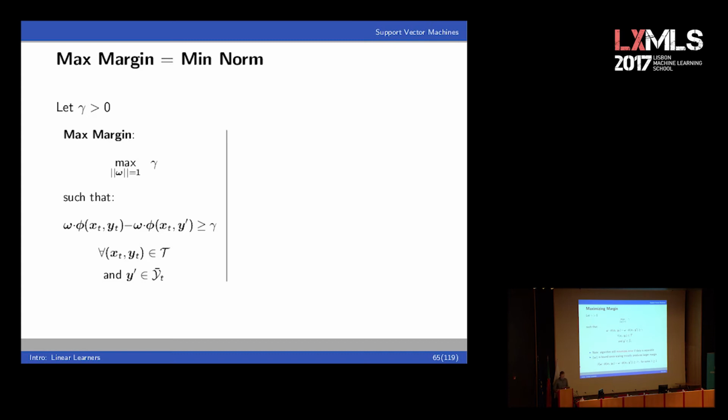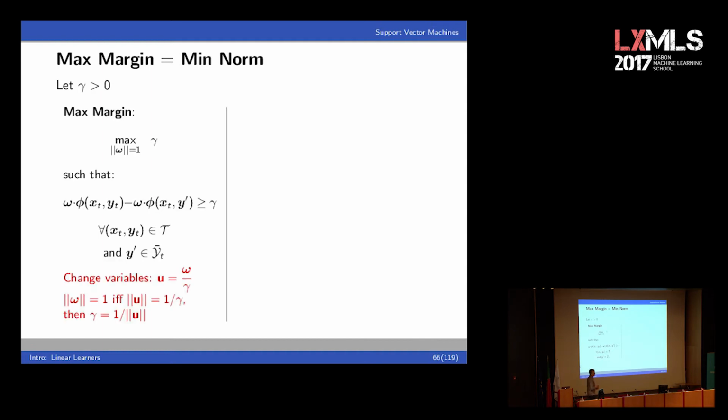So what we do is, I'm just rewriting what I had before here: maximize the margin for all training data. I'm redefining the variables. So instead of W, I'm using U, and U is just a scaled version of W. And as we have seen before, scaling doesn't change the result. If I use U or W, it doesn't make a difference.